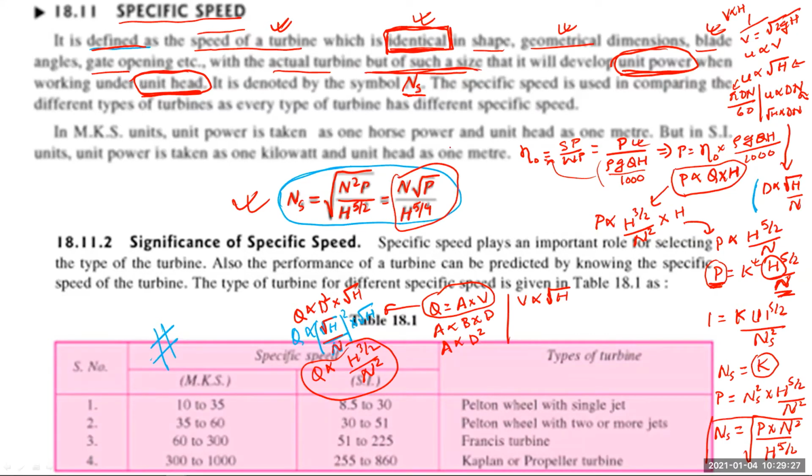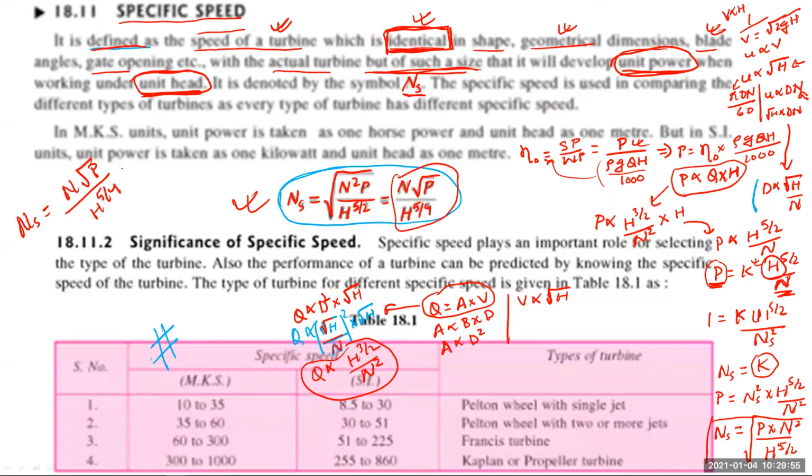Normally this derivation will not be asked in the examination, yet it is very simple. The only thing you need to see is how they are relating. But you must remember this final expression: your specific speed NS is given by N root P divided by H raised to the power 5 by 4. This you have to remember to solve the numericals.